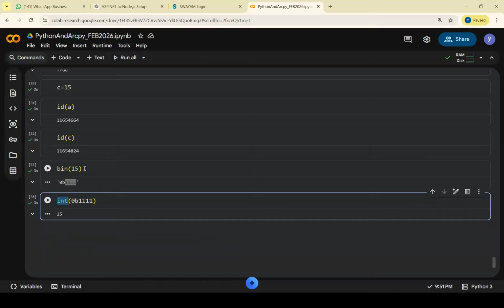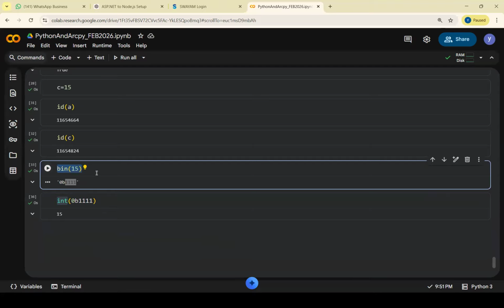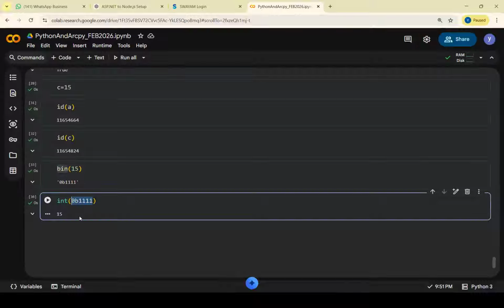So here, if anyone has given you the number in decimal and you want to convert this decimal to the binary, then we can use the function what? We can use the function bin. And if you have a binary and you want to convert to the decimal, we can use the function what? We can use the function int.